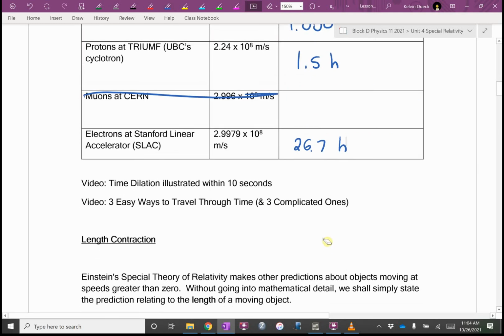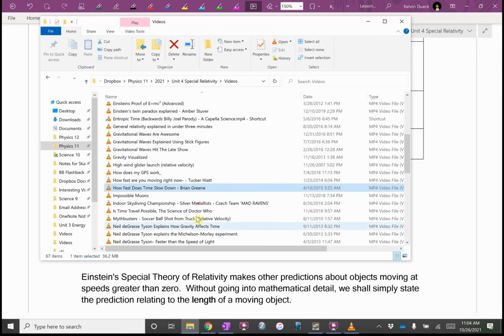Mr. Dueck? Yes, Nicholas. Could you show me a video that explains or illustrates time dilation in 10 seconds? I can. This is a physics joke. Are you ready? Here you go.